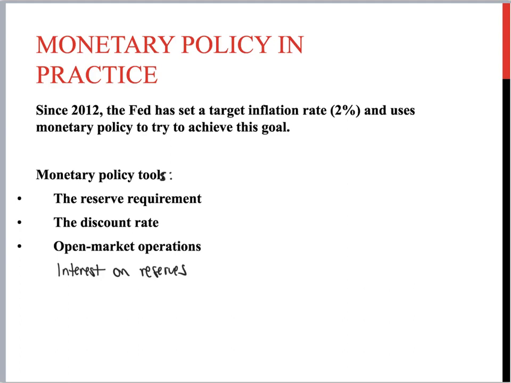If that return rises, then they have more of an incentive to hold on to excess reserves and loan out less and make fewer loans, which would decrease the money supply. If the Fed decreases the interest that they pay on reserves, then commercial banks have more incentive to loan out their money instead of holding on to excess reserves, which would increase the money supply.